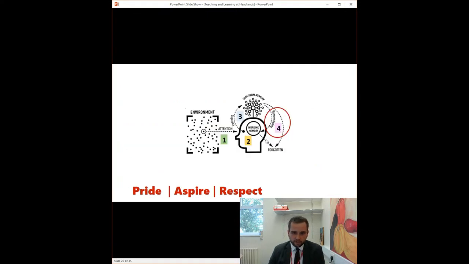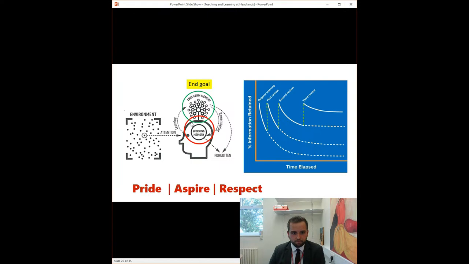So I've gone through the first three there, and then I'll come to 4. And again, this is an interesting one, because once we've moved those things into long-term memory, we would hope that they'd just be there forever and we'd be able to access them. But unfortunately, learning doesn't necessarily work like that. We talked about our goal, moving things from working memory to long-term memory and then being able to access them.